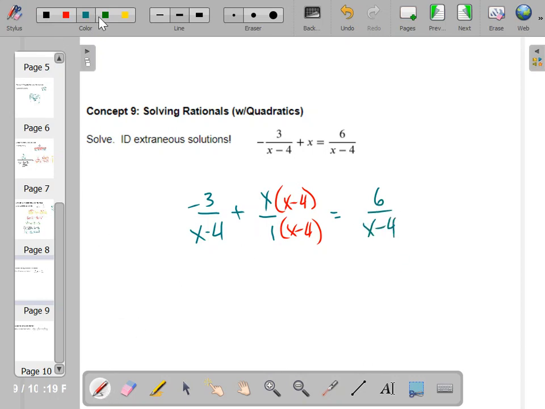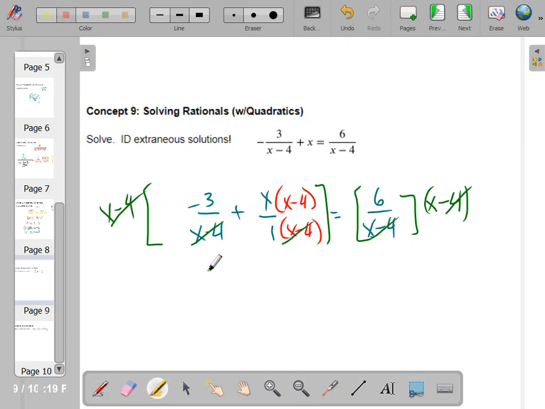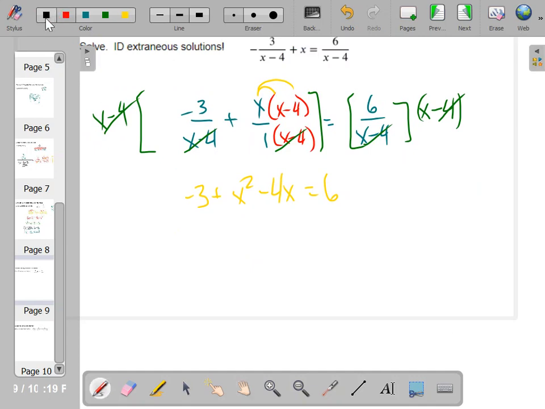Now that everything in this entire problem has the same denominator, you can multiply both sides by x minus 4. If you do that, all of these factors cancel out and you're only left with the numerator. So all I'm focusing on now is the numerator. I have negative 3 plus x squared minus 4x equals 6. Now it's a whole lot easier because all you've got to do is get everything on one side. X squared minus 4x, if you subtract 6, you'll have negative 9.